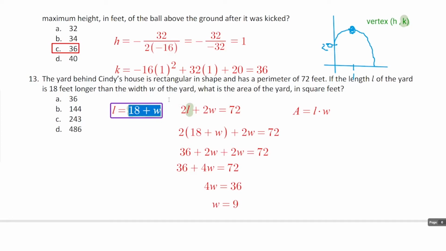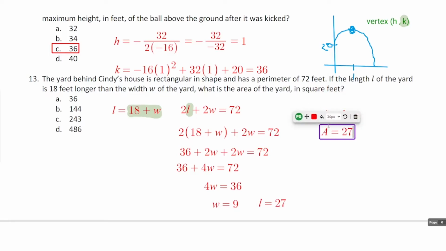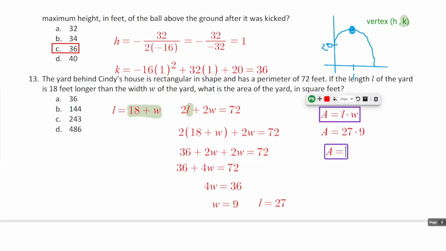So 18 plus 9 is going to be 27. So the length is 27. Now we can calculate the area, which is length times width. So the area will be 27 times 9, which is 243. And that would be in square feet. So our answer here is C.